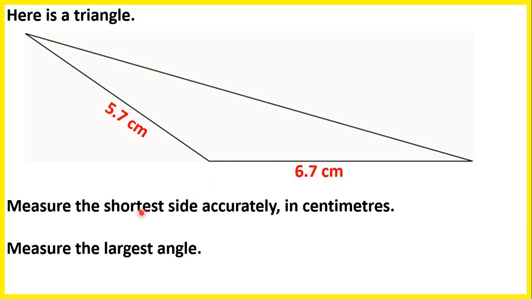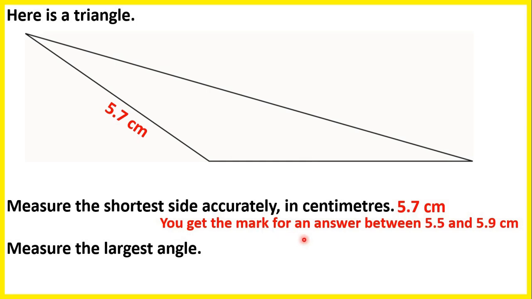Now we want the shortest side, so we don't want to use 6.7, we want 5.7 centimetres. And you get the mark for an answer between 5.5 and 5.9. Now measure the largest angle. So we can see that this angle here and this angle here are both small acute angles. So our largest angle is clearly this angle here.